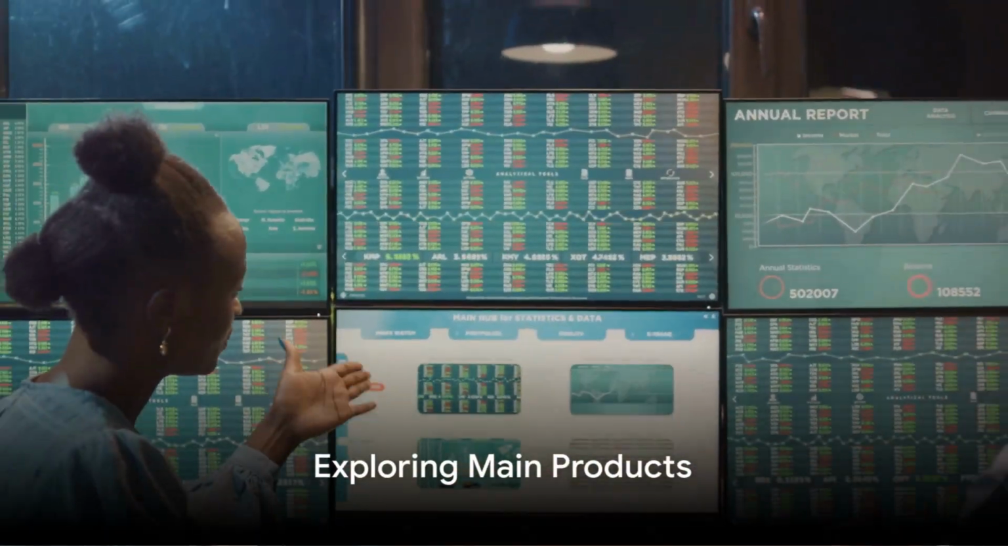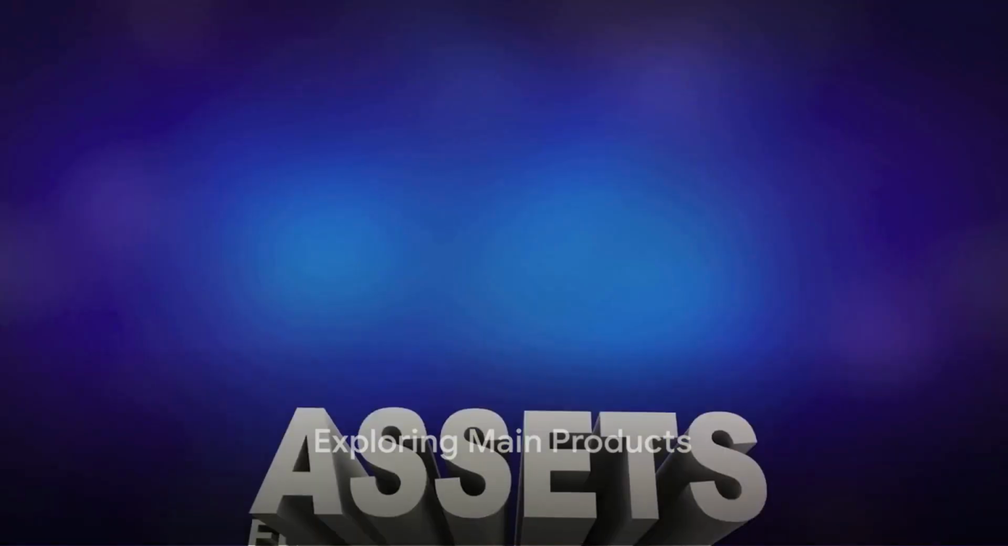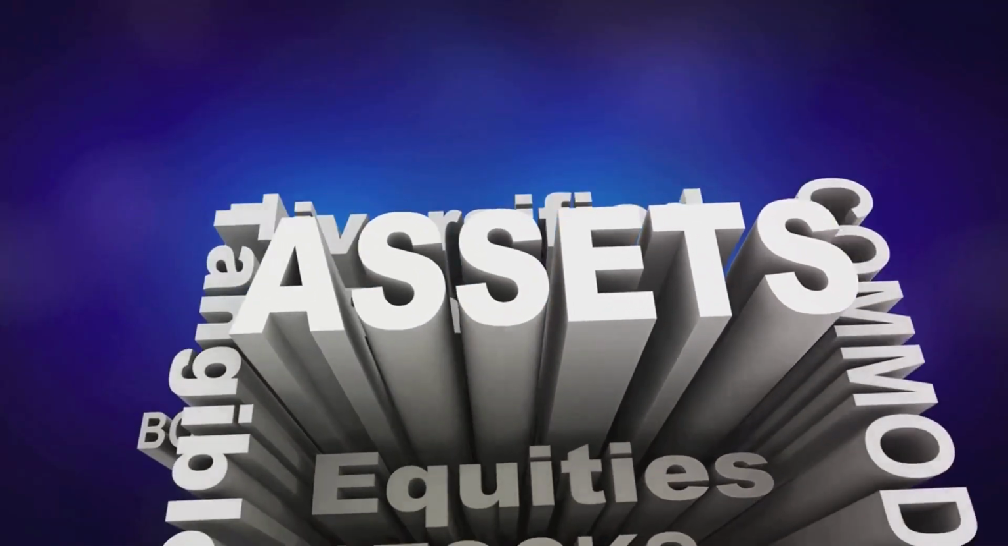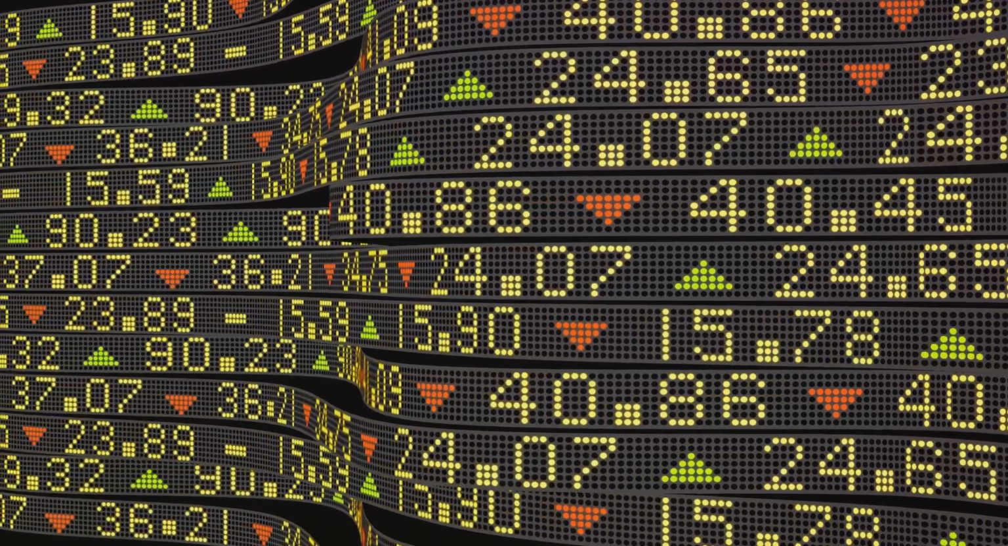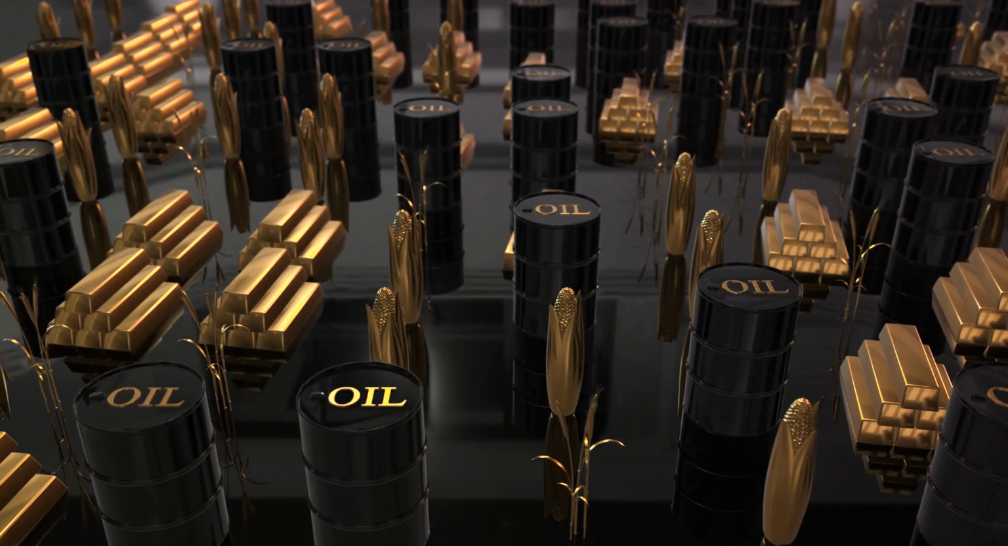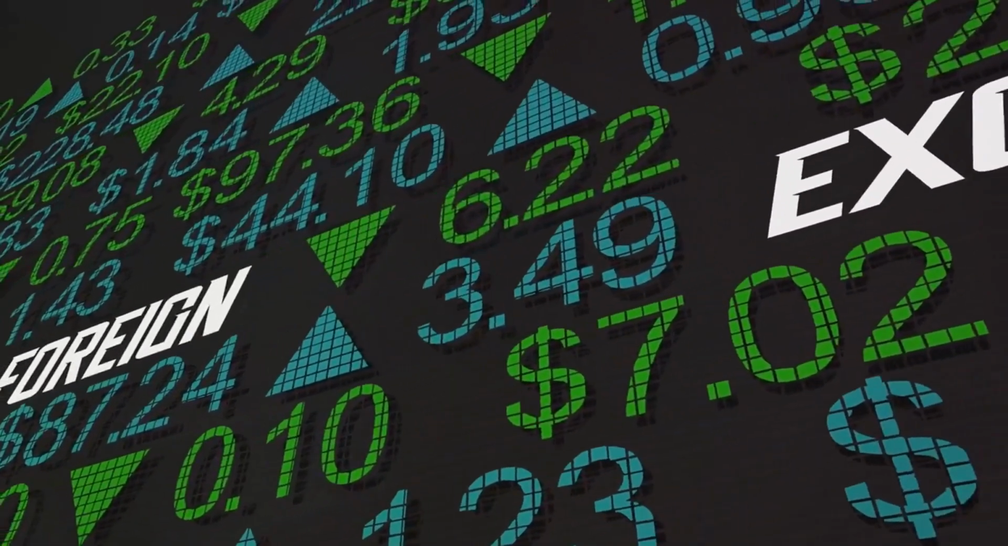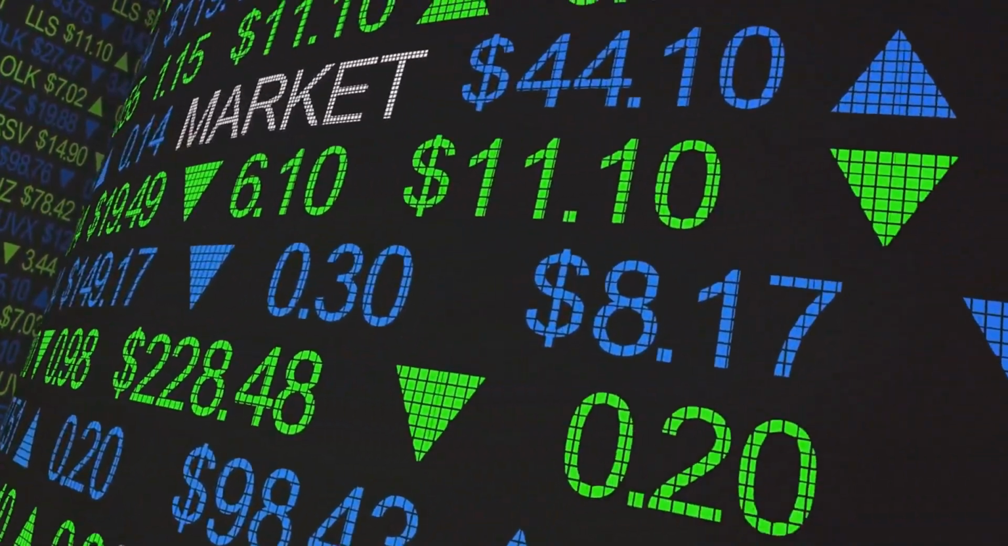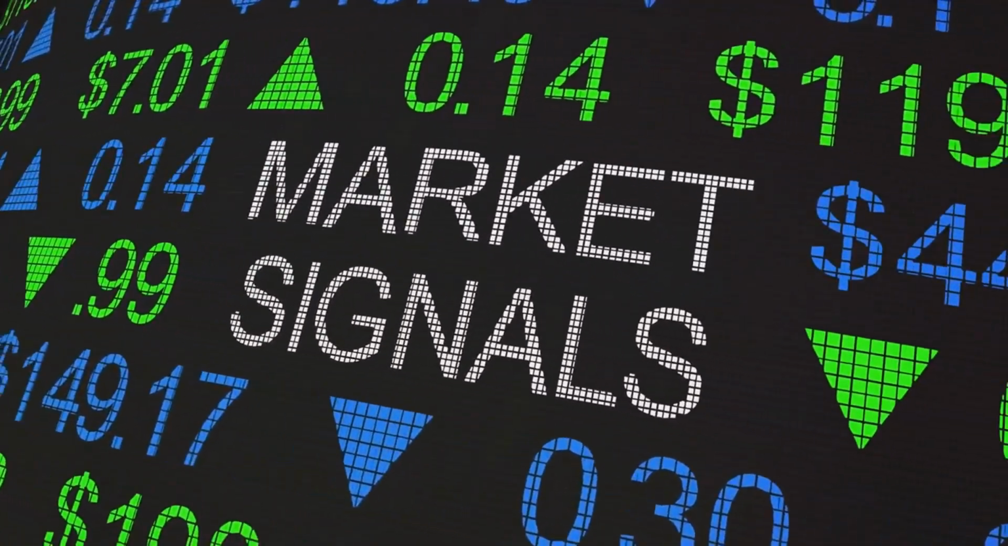Now, let's talk about the main products in trading. These are the assets that you can buy or sell. They range from stocks, which are shares in a company, to commodities like gold or oil, to currencies, bonds, and more. Each product has its own characteristics and factors that affect its value.